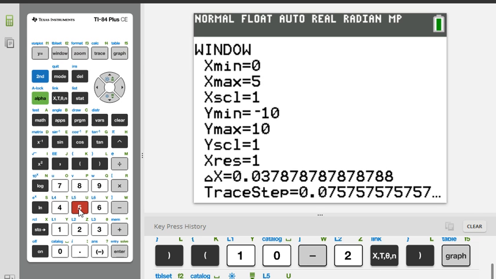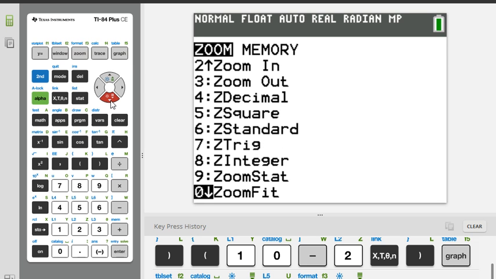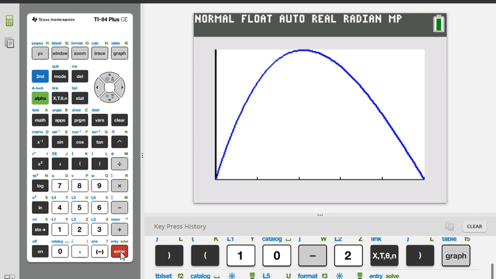And once you have that, because I don't know exactly what my maximum Y value is going to be, I'm going to go to Zoom. I believe I have a Zoom Fit down here. I know you guys do. I'm going to go to Zoom Fit. What that does, it tells your calculator to give me all of the values for Y that are within that 0 to 5. And I get a nice looking graph that looks like that.